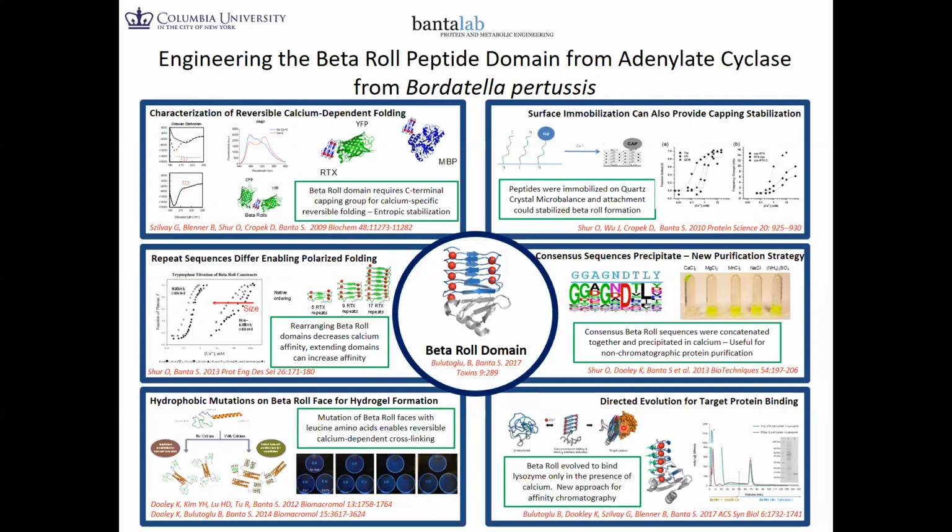And finally, we've been able to use directed evolution to engineer our beta roll peptides so that they now have affinity for target protein molecules. In this case, we evolved our beta roll peptide to bind lysozyme. And so now the peptide will bind lysozyme in the presence of calcium, but not in the absence of calcium.